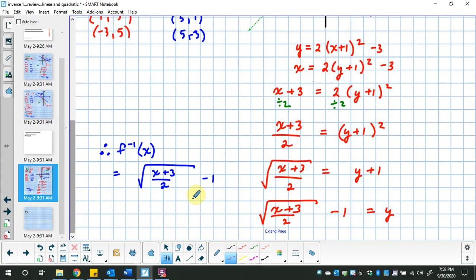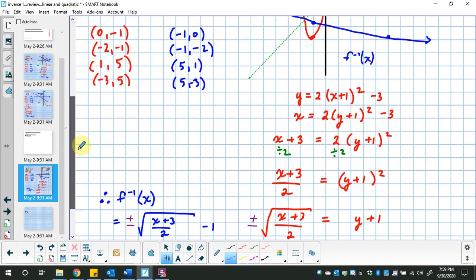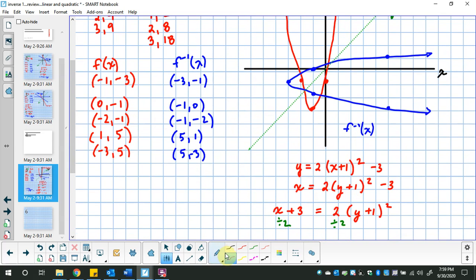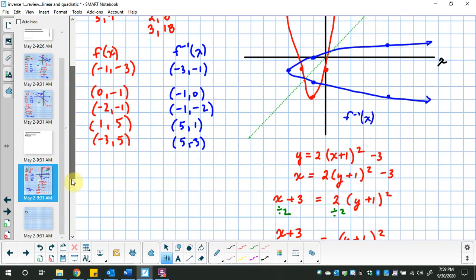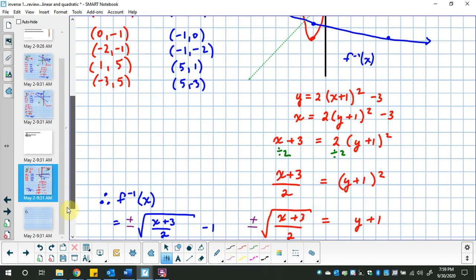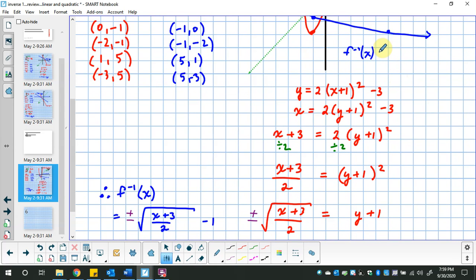And I'm going to draw attention to this with purple. When you take off a 2, you are required a plus minus sign. So the plus sign is the upper arm, and the minus sign is the lower arm. And then I can fill this in on my graph so everything's complete. Just managed to squish that in.